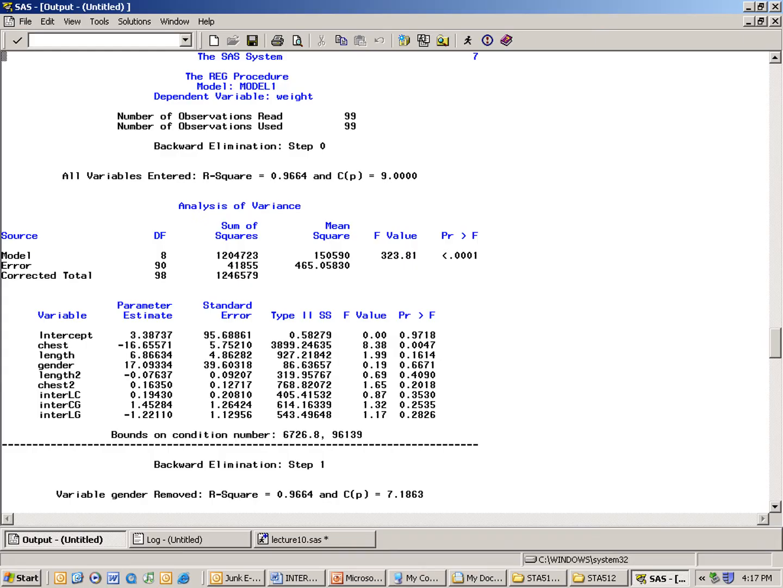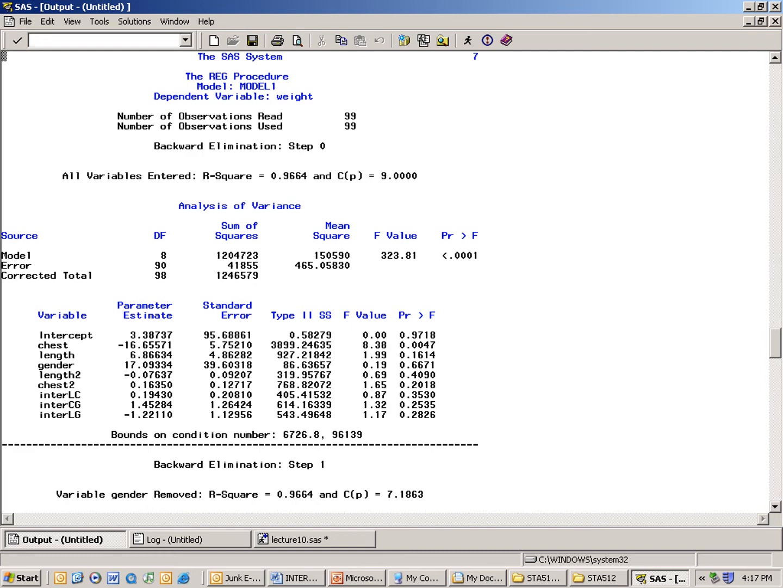So again, notice this is the backwards approach. SAS starts with the largest possible model. That's got all seven variables in it. Now look at the p-values for those variables. Which variable is going to be removed first? Exactly. The variable that's going to get removed first is gender. Gender has the largest p-value, and it's above that threshold of 0.20.